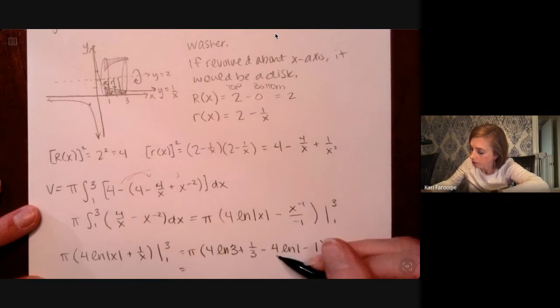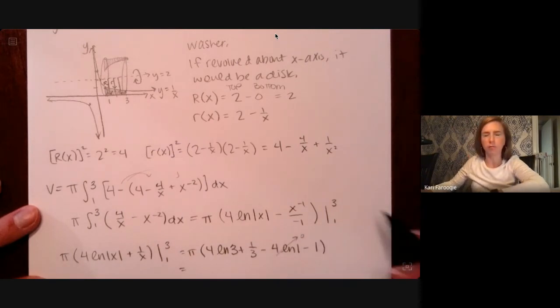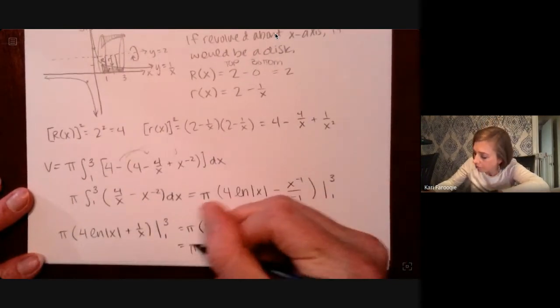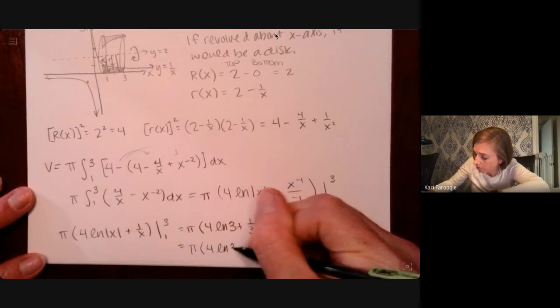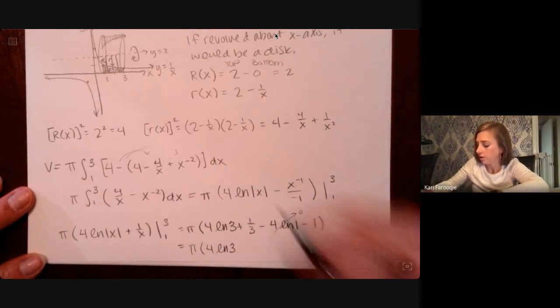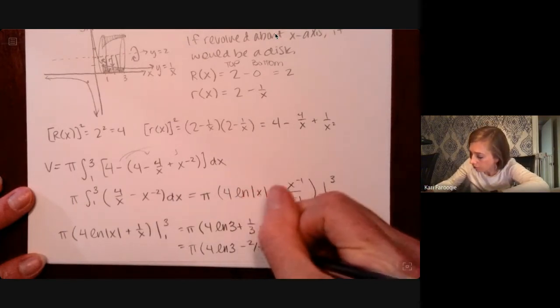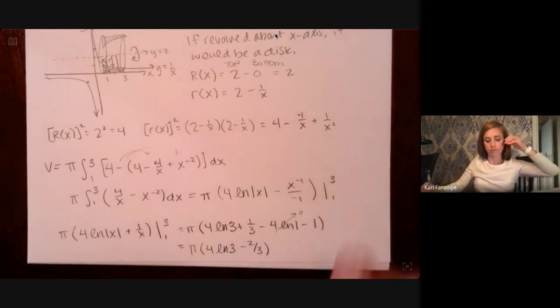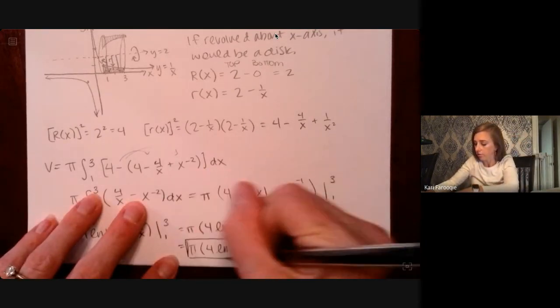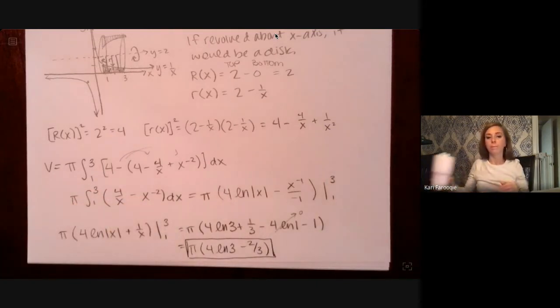Now ln 1 is 0. If you don't remember that, get used to that. The natural log of 1 is 0. You can always check that in your calculator, but that's a result that you're going to use pretty often. We have pi times 4 ln 3. Leave it exact. Don't give me a decimal approximation. Positive 1/3 and negative 1 will give you negative 2/3. And that is the exact value for your volume.